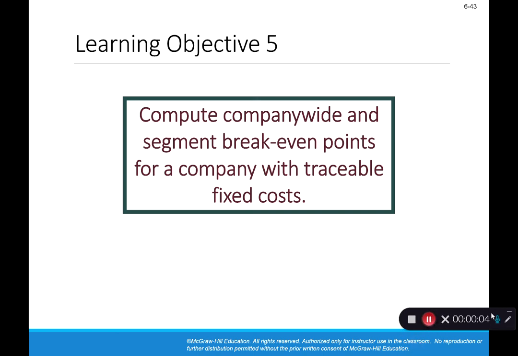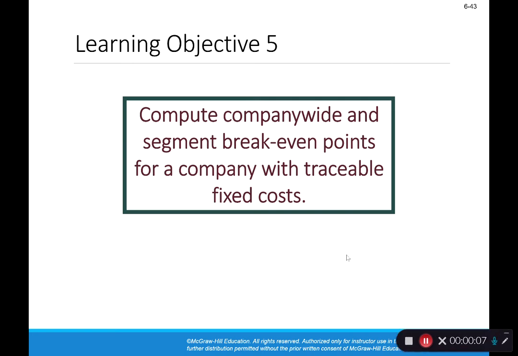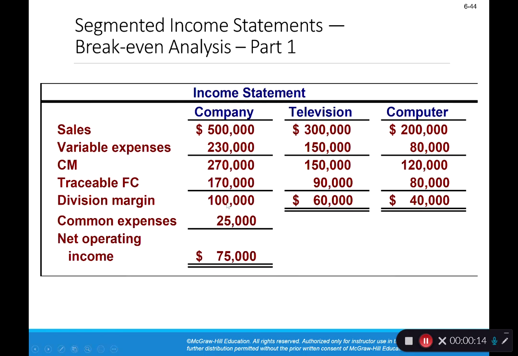Now that we've discussed the importance of segment margin, we're going to use it to calculate break-even points for the company. So here's the segment margin for the business that we were looking at before. We have total company-wide income of $75,000, which is made up of the TV and computers division margins, or segment margins, and then we reduce those segment margins, the $100,000 total, by the common fixed cost to get the operating income.